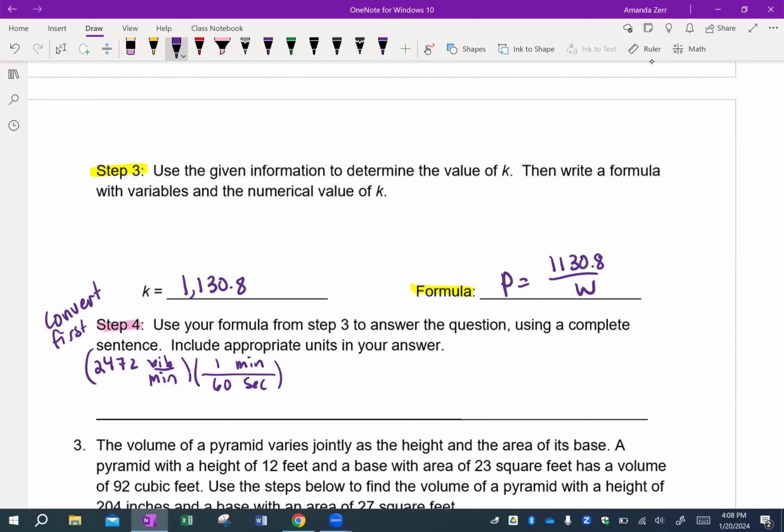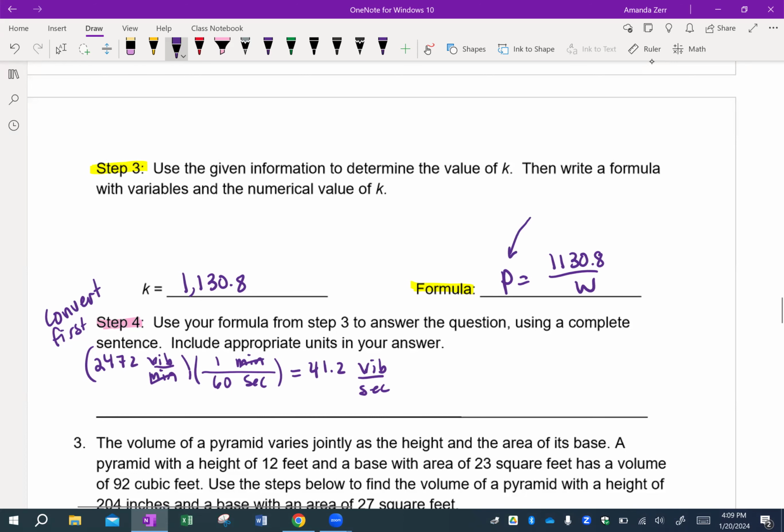Okay, so we're going to divide. My minutes cancel. The 60 is on the bottom, so I'm going to take my 2,472 and divide it by 60. So that's going to give us 41.2, and that is the vibrations per second. And now we're ready to plug that in to our pitch and solve for wavelength. Okay, on your mark, get set, here we go.